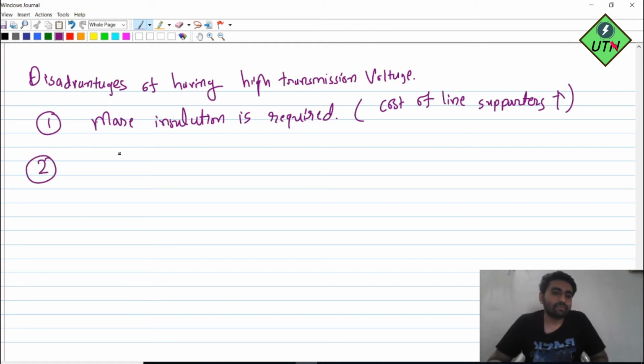Now the second disadvantage is, with the increase in the transmission voltage, more clearance is required between the conductors and the ground.